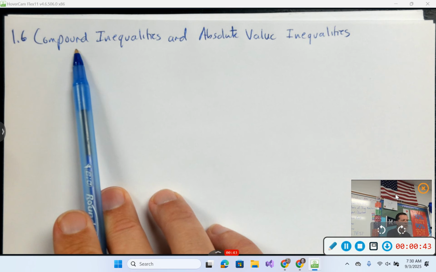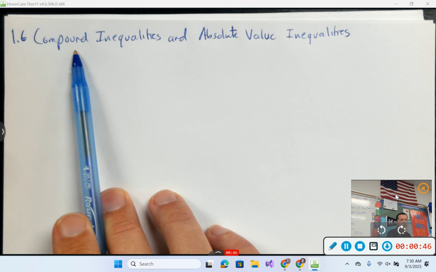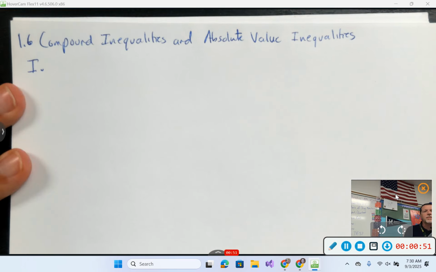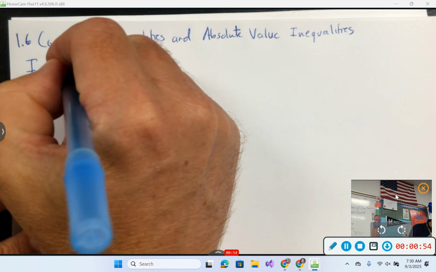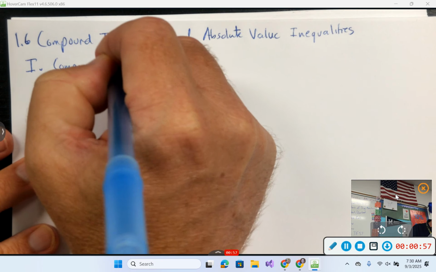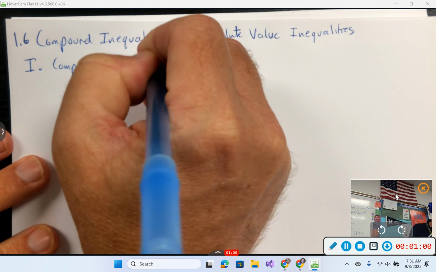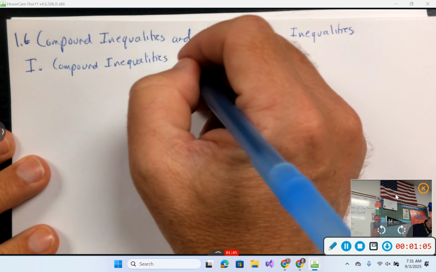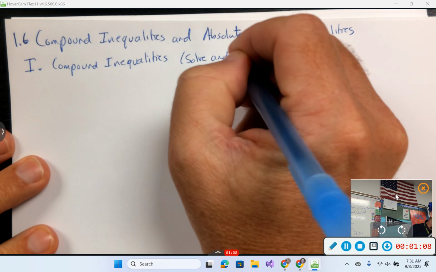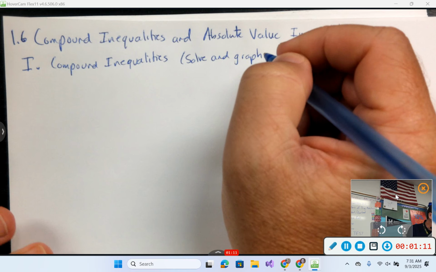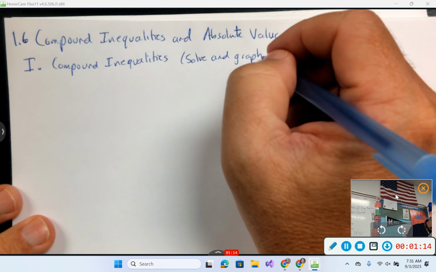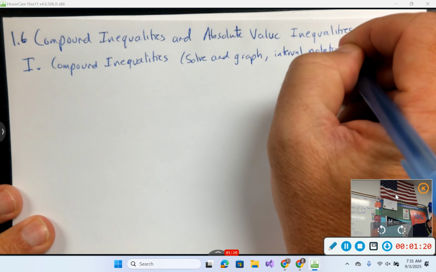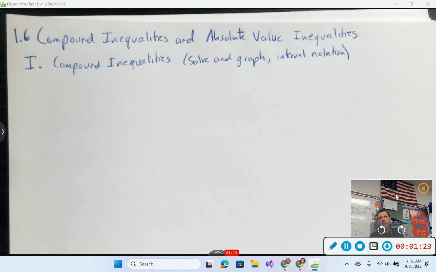Let's do compound first, because that's not too bad. It works like you think it would work. Absolute value, that's very different, so we'll pause when we get there and emphasize some things. But first, the compound inequalities. And our instructions will be solve and graph. And you know what? Why don't we just go ahead and add interval notation as well. Keep that fresh in our brain. Solve, graph, interval notation.